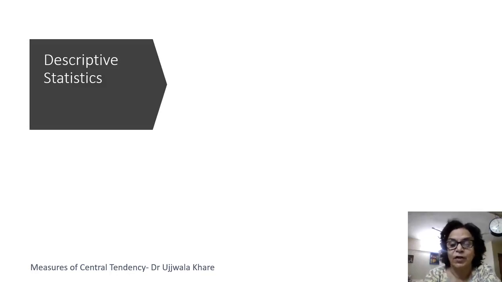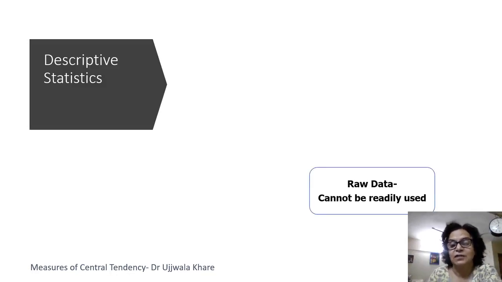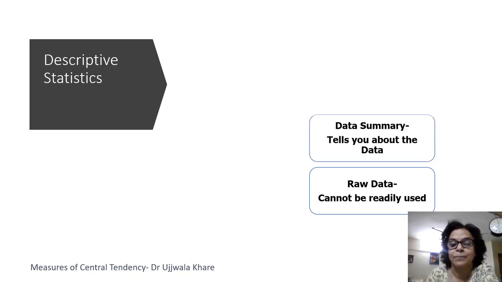Hello students, today we will be studying about descriptive statistics. As the word suggests, it is the statistics which describes the data. Now we start with raw data. Suppose you have data of rainfall for 6 months for a weather station. This is known as raw data and we cannot use it directly. But you need to summarize it so that you understand it a bit more.